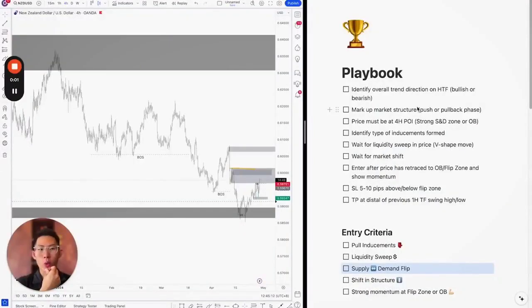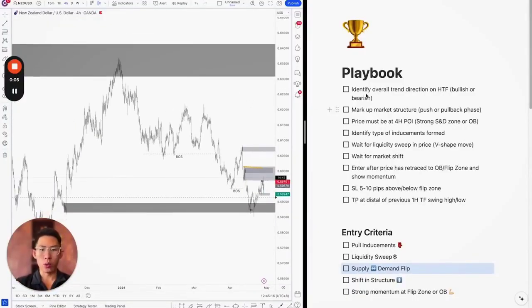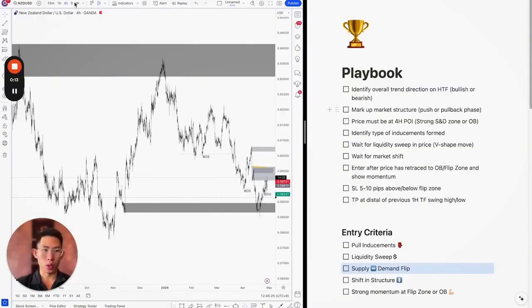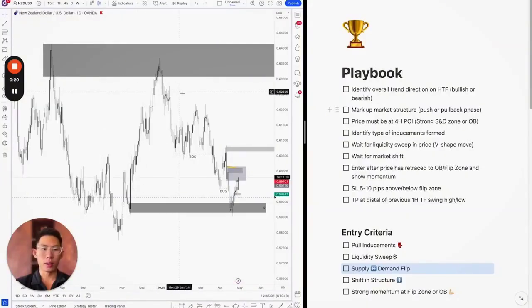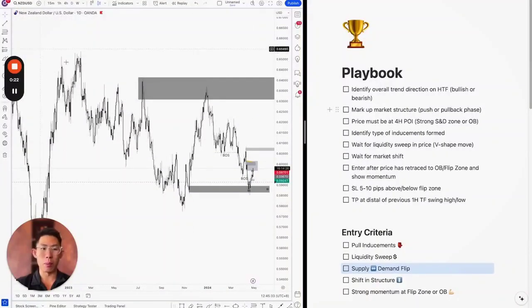So I'm just going to quickly walk you guys through my entire thought process when I'm analyzing the charts. As you can see, first thing is that we identify the overall trend direction on a higher time frame, whether it's bullish or bearish, and whether price is in a push phase or the pullback phase, right? Over here on the higher time frames, we saw that price was in a bearish order flow, right? Price is just going down here. And this overall trend is a bearish trend, right?